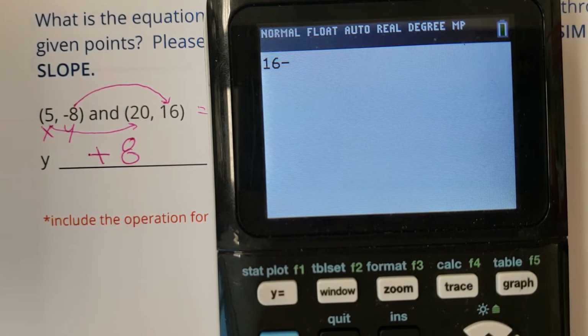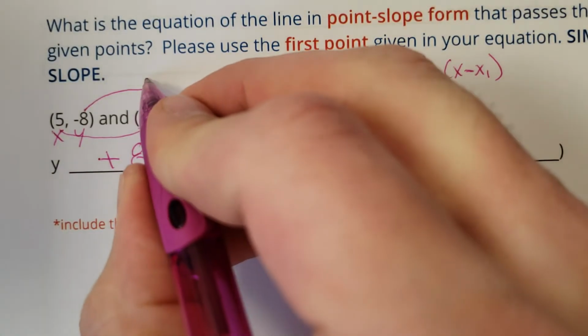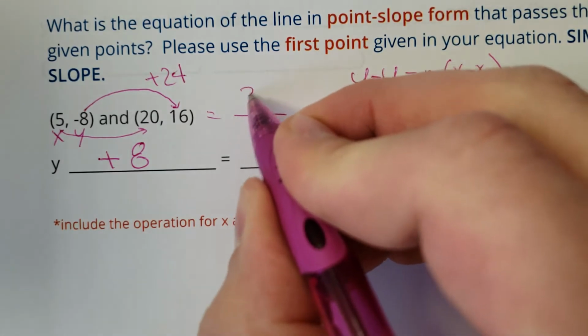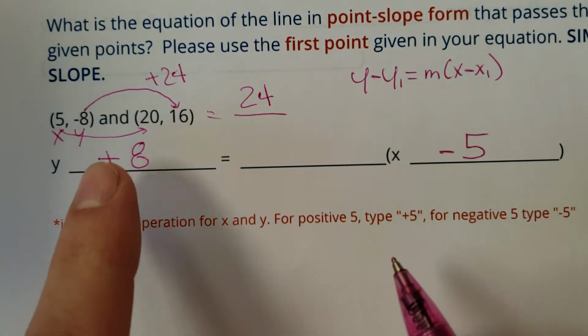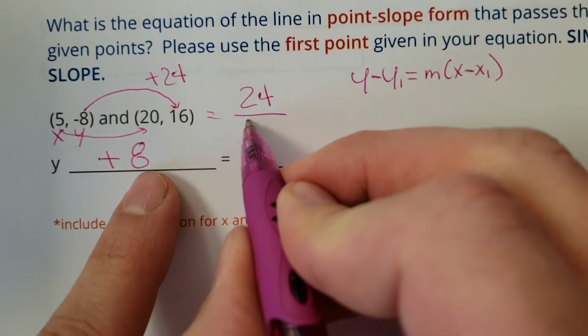New number minus the old number. That's a change of 24. All right, so the y change, we added 24. 24 for our y motion. That's another way to say it, y motion. 5 to 20, we added 15.